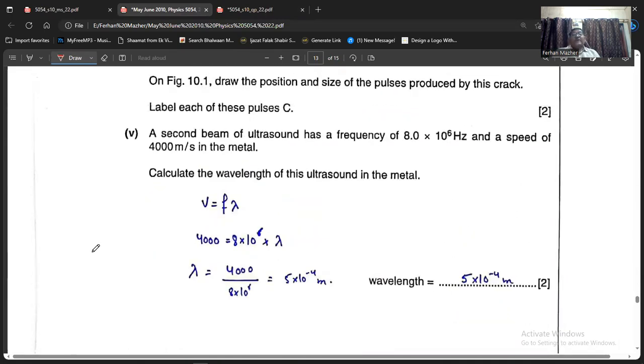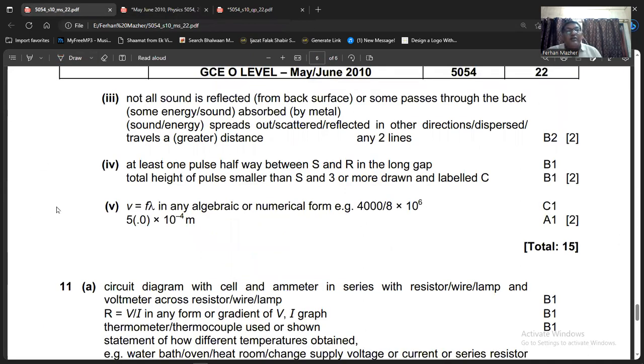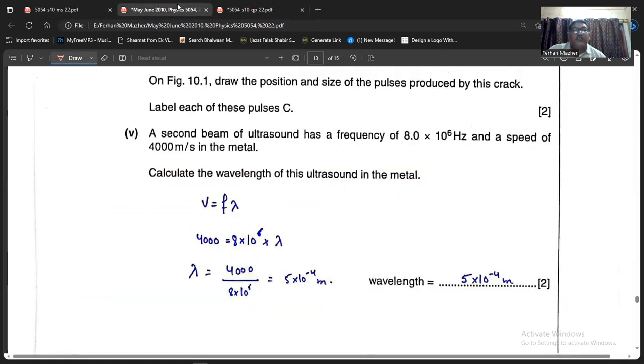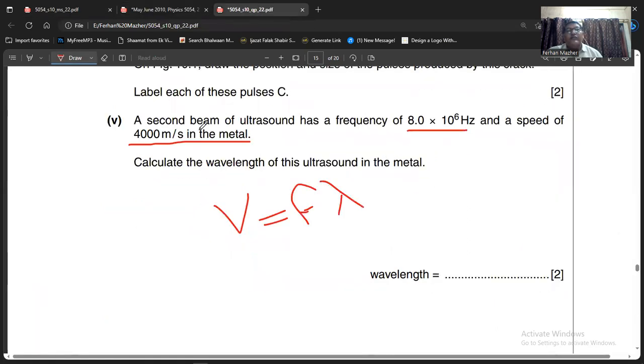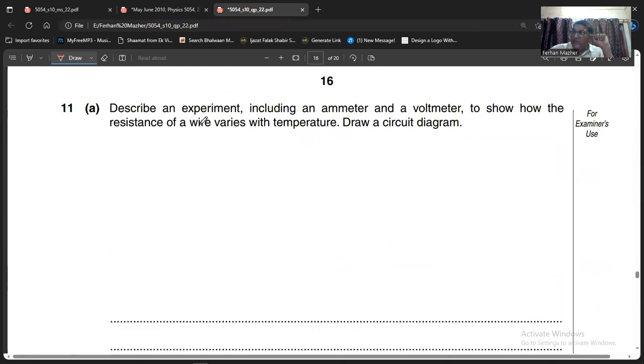So v is equal to f lambda, and v is 4,000 and f is 8 expo 6, and lambda is the question. So lambda will be 4,000 divided by 8 expo 6, and your answer will be 5 expo minus 4 meter. 5 expo minus 4 meter is the right answer. Okay, so we are going to the next question.